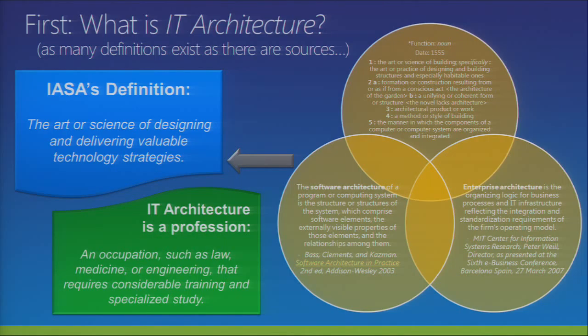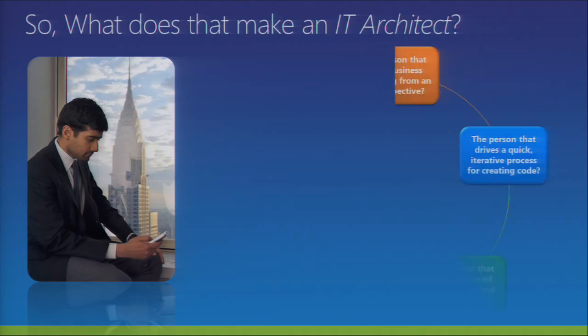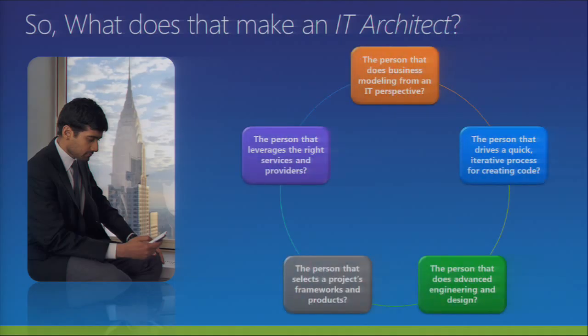I like that definition. So if architecture is defined as the science or art of designing and delivering valuable technology strategy, and it's a profession, what's that make an IT architect? Good question. Well, here's a bunch of definitions. It could be that we're the person that does business modeling from an IT perspective. Or it could be that we drive quick iterative processes for creating code. Maybe we're the person that does advanced engineering and design, right? Or maybe it's the person that selects the frameworks that we're using and the products that we're building upon.